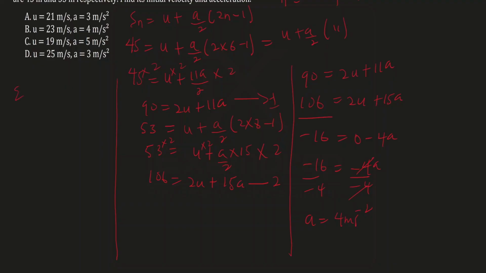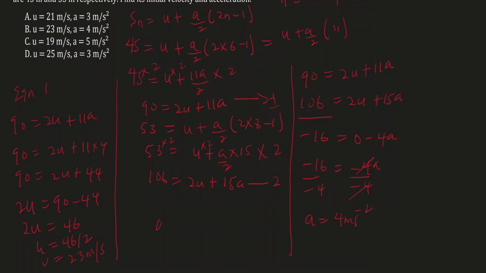So using equation 1, 90 equal to u plus 11a. So we are going to get 90 equal to u plus 11 times 4. So we have 90 equal to u plus 44. Subtract 44 from both sides, we have 90 minus 44. So u equal 90 minus 44 will give 46. So u equal 46 over 2, and u is 23 meters per second.